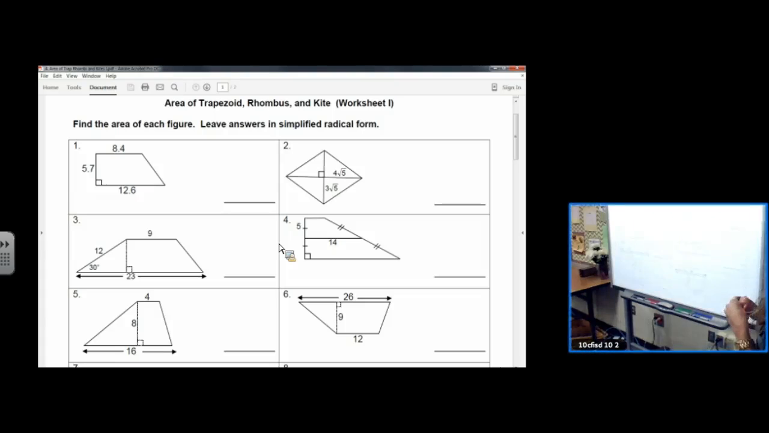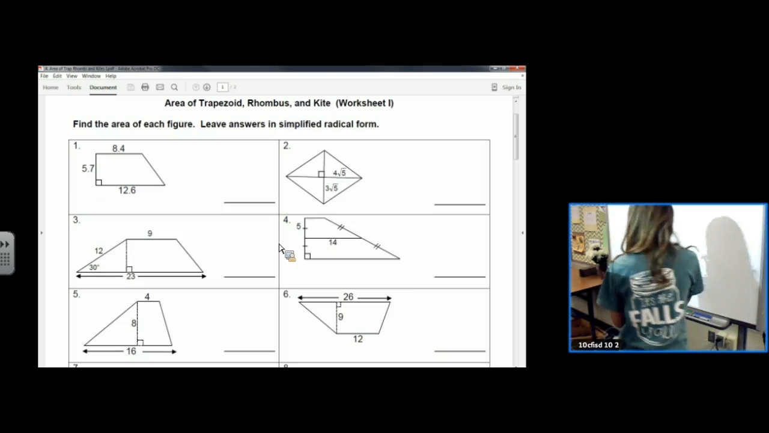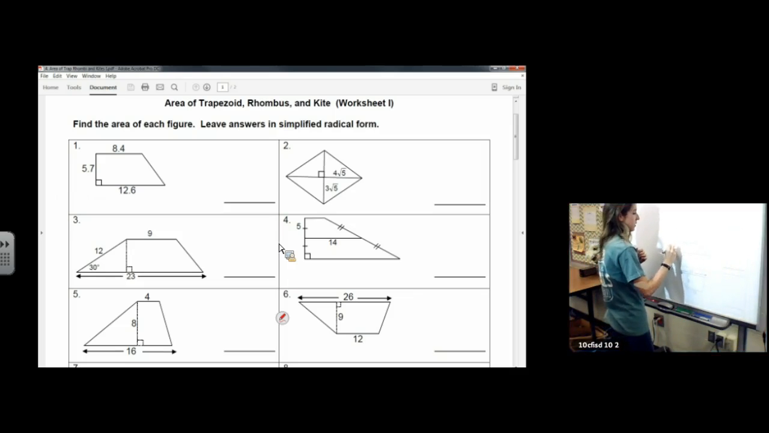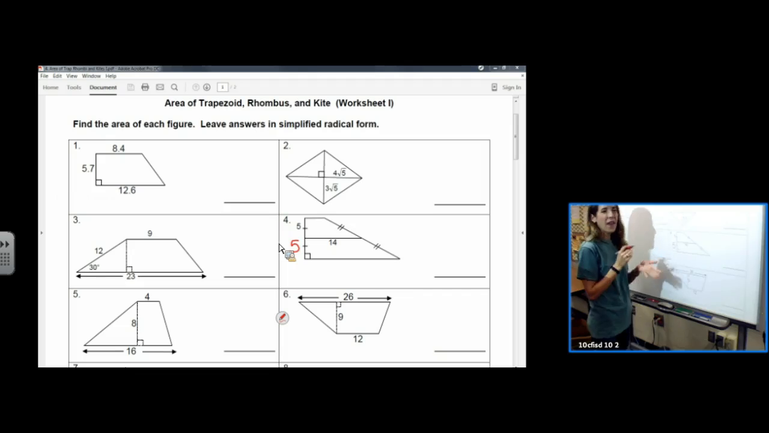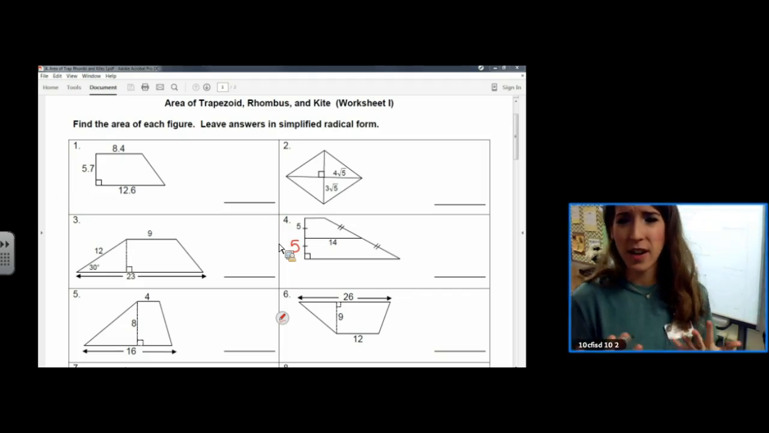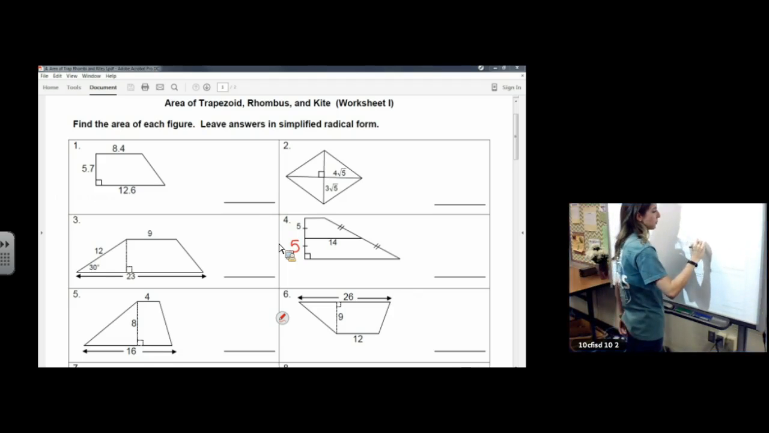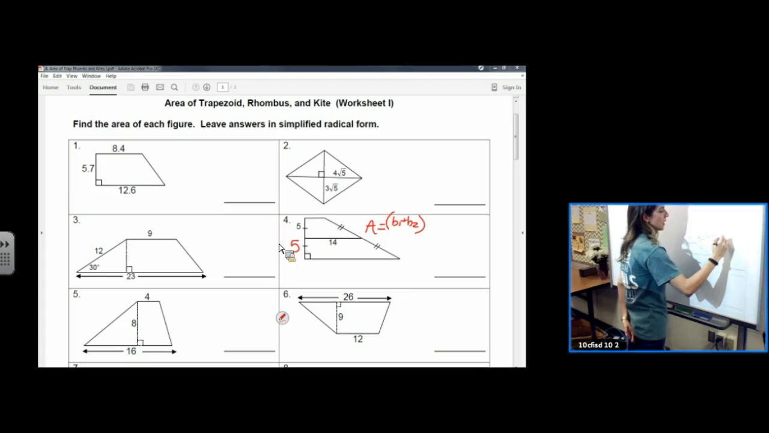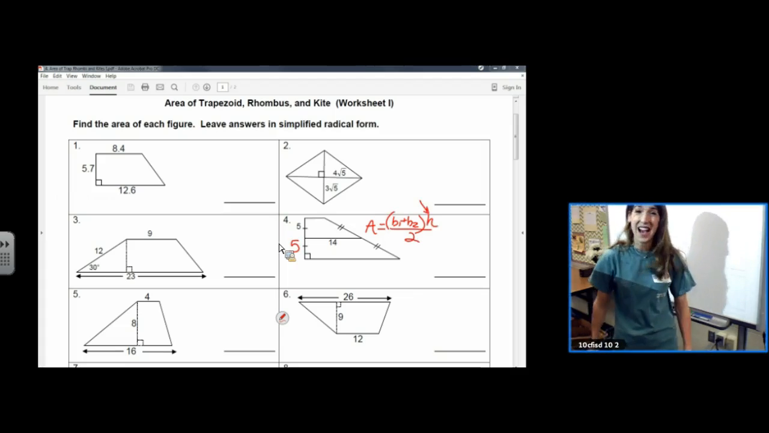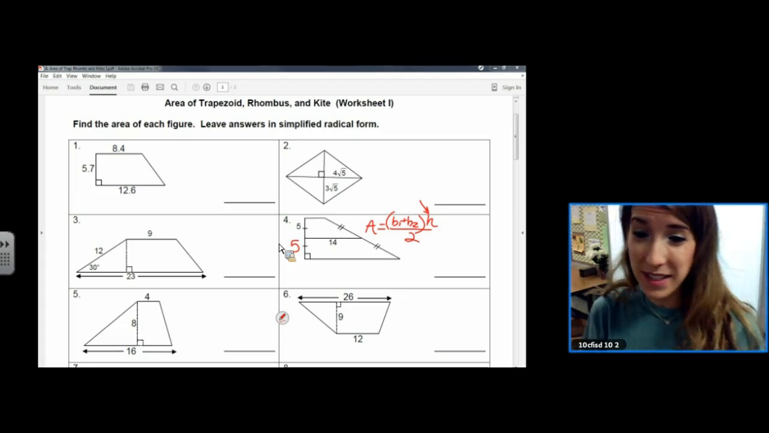Number 4, we are trying to find the area of each figure. We have a trapezoid, and we know the height, but we don't know either of the bases. The formula for the area of a trapezoid is base 1 plus base 2 times the height divided by 2. And all we have so far is the height. So we are a little bit stuck for now.